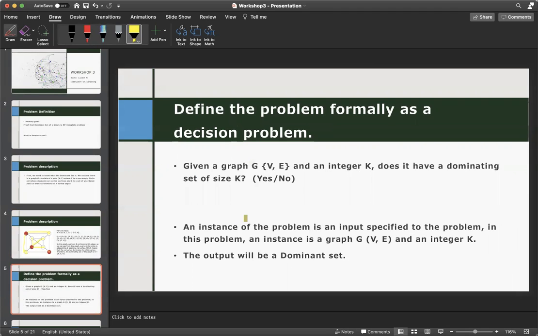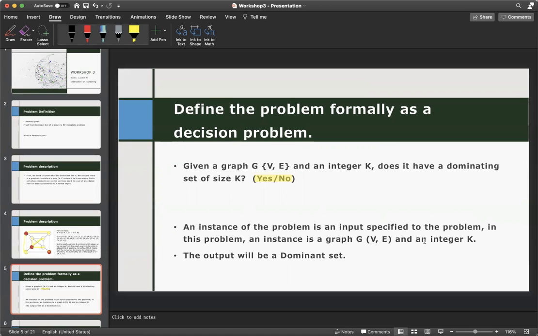All right. So after we have a basic understanding of this question, let's try to define the problem as a decision problem. So what is a decision problem? The decision problem is basically a yes or no problem. So for this question, I have given a graph G, V, E, and an integer K. Does it have a dominating set of size K?